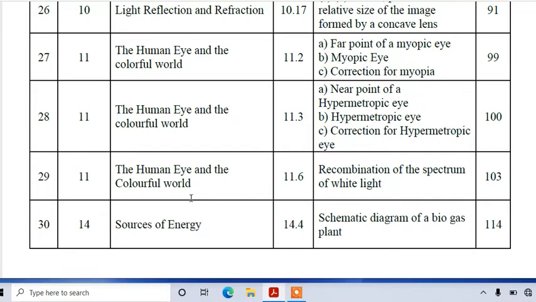Now, from the human eye and the colorful world, you have to practice that spectrum diagram also, recombination of the spectrum of white light. Last year, this question was asked in the pre-board exam. So practice this diagram very carefully.